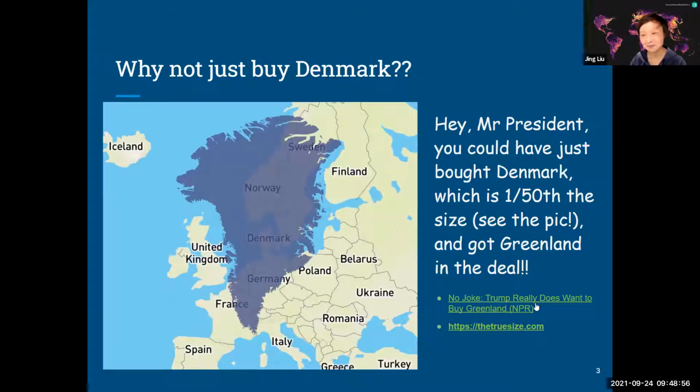This is a joke, but let's play with this true size tool, and you can see on our maps you have a lot of distortion. This is one type of distortion called the areal or size distortion. You can see on this map we exaggerate the size of Greenland a lot, okay?